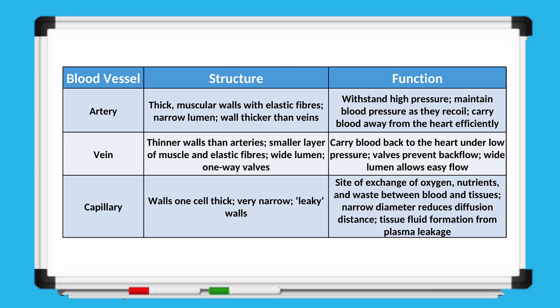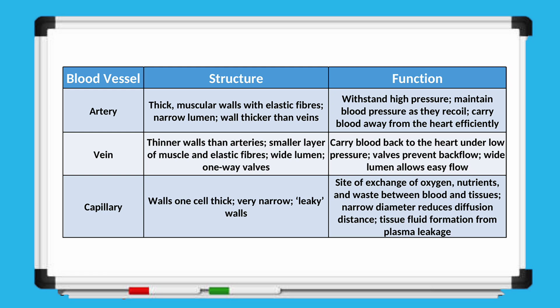Veins, on the other hand, have thinner walls with a smaller layer of smooth muscle and elastic fibers. They also have a wide lumen and one-way valves, which are crucial because veins carry blood back to the heart under low pressure. The valves prevent backflow, and the wide lumen allows blood to flow easily despite the lower pressure.